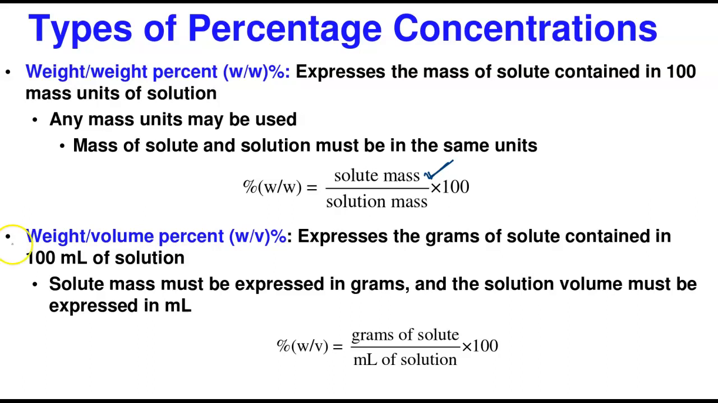Again, we also have the second one called weight by volume relationship. In this one, this is specific. It expresses the grams of the solute contained in 100 mLs of solution. For this formula to work, for the weight by volume formula to work, the grams, or rather the mass, must be in unit of grams, and the solution must be in unit of mLs for this to hold true.